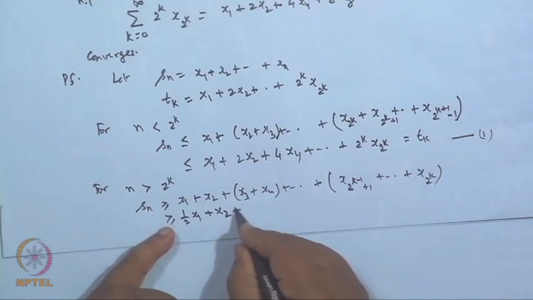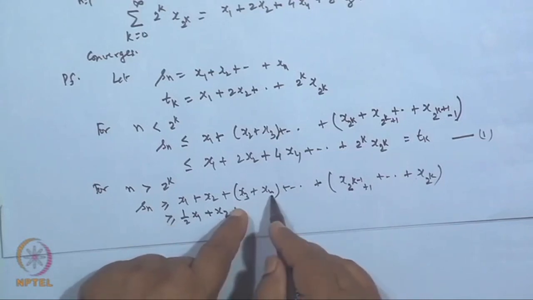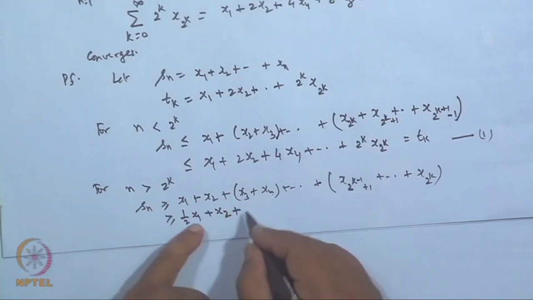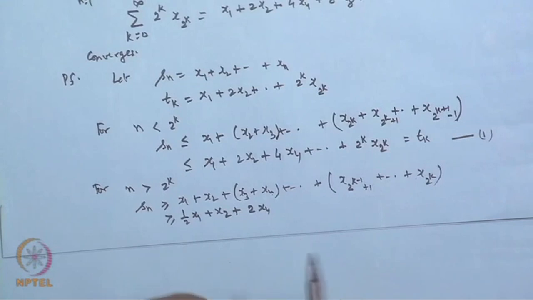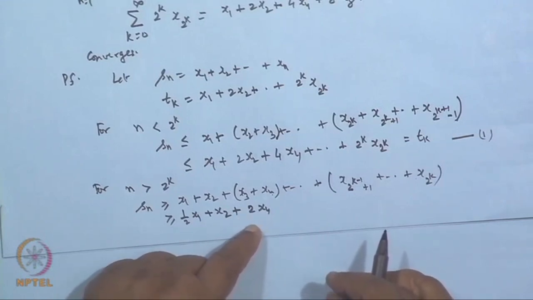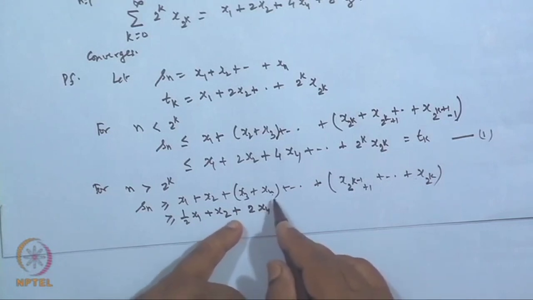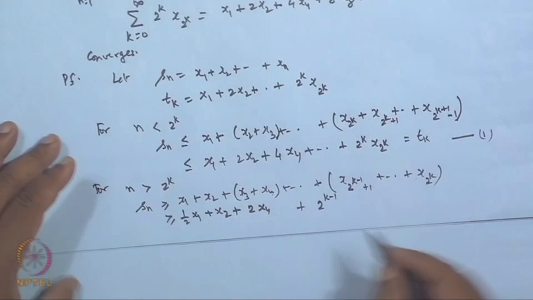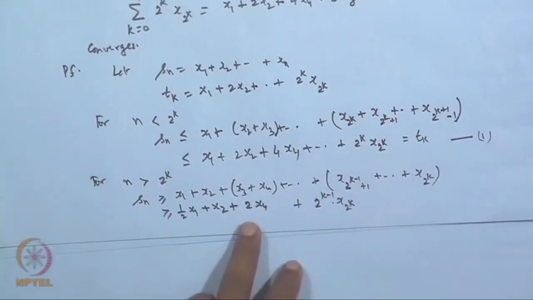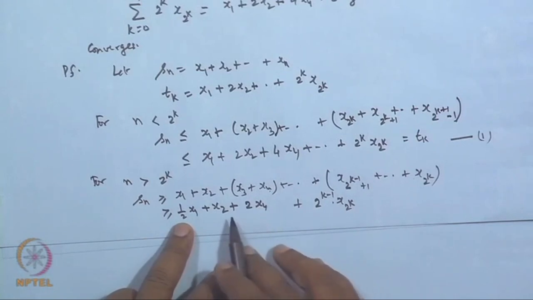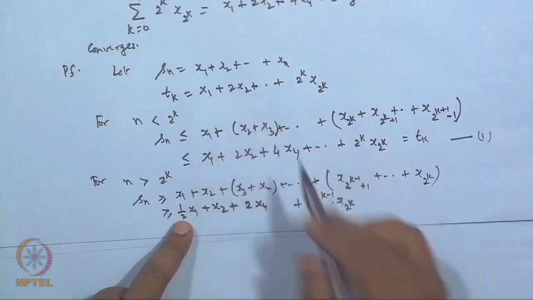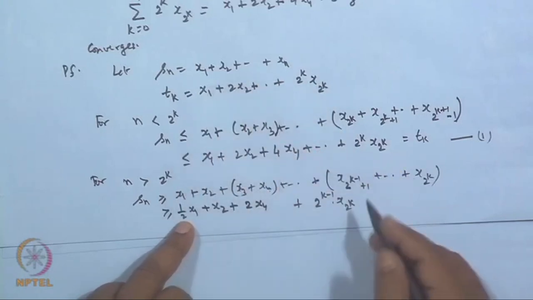Then x3. Now x3 is less than x4, or x4 is greater than x3. So if I replace x3 by x4, then it is greater. So it is greater than or equal to 2 times x4, and like this up to 2 to the power k minus 1 into x of 2 to the power k. Like this, okay? Now you check it. If I take Tk, Tk is coming to be x1 plus 2x2 plus 4x4 like this. So it is half of this. So basically it is half of Tk.